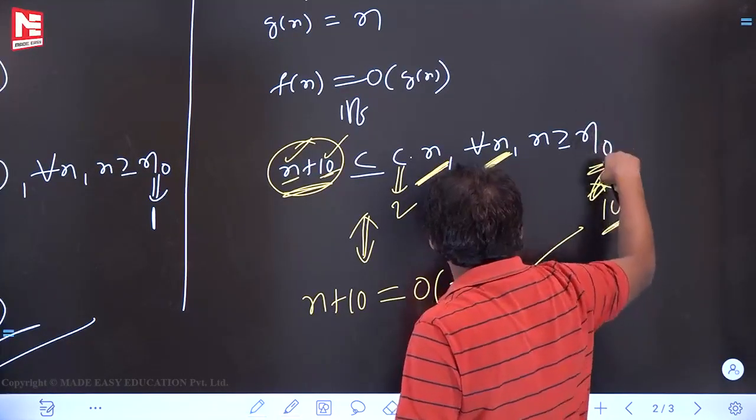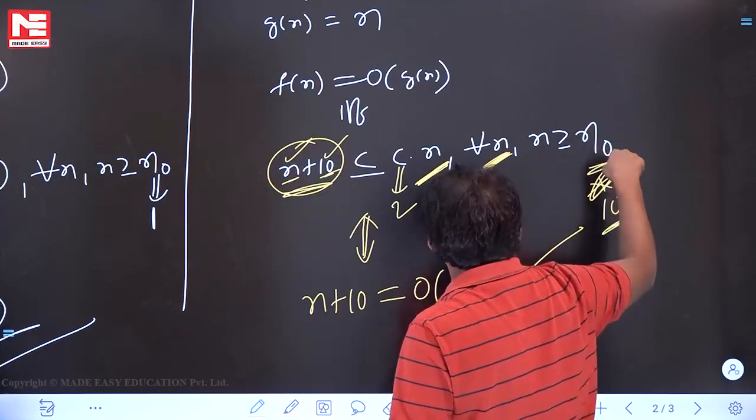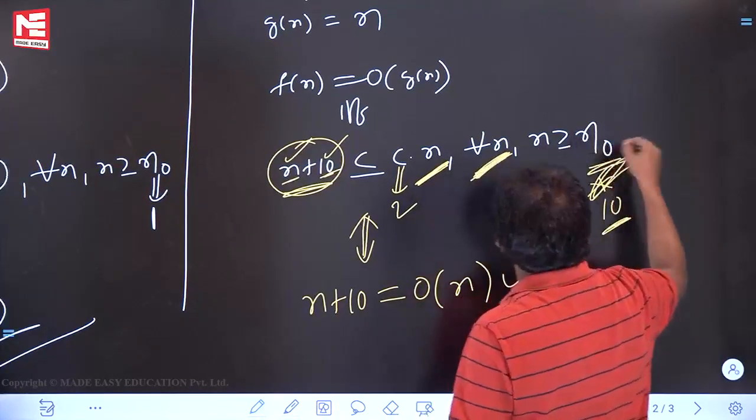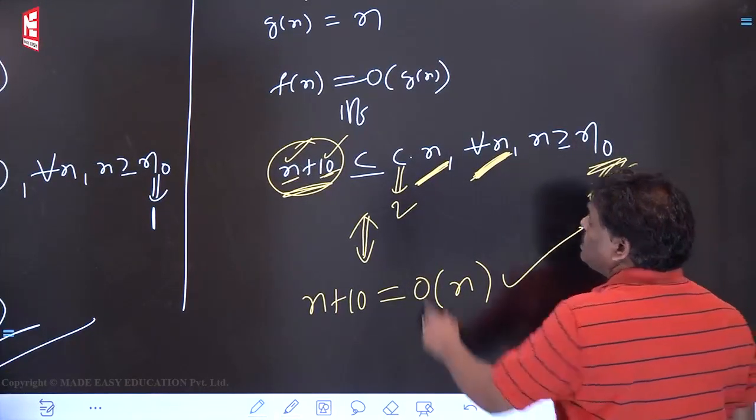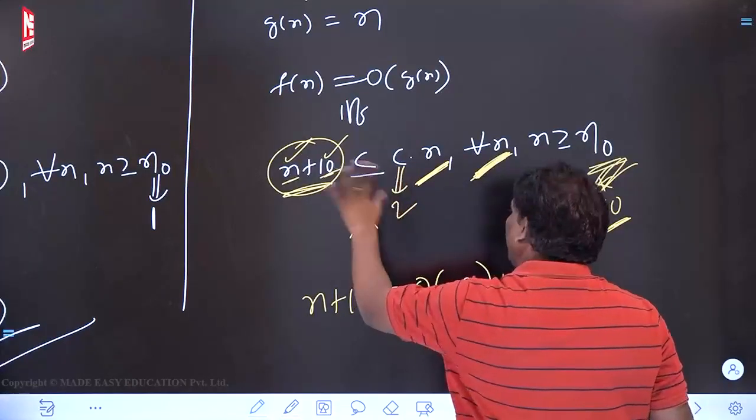Not for all n0, please be careful, it is not for all n0, for all n where n is greater than or equal to n0. It is not for all C. One C, if you can find out, it's okay.